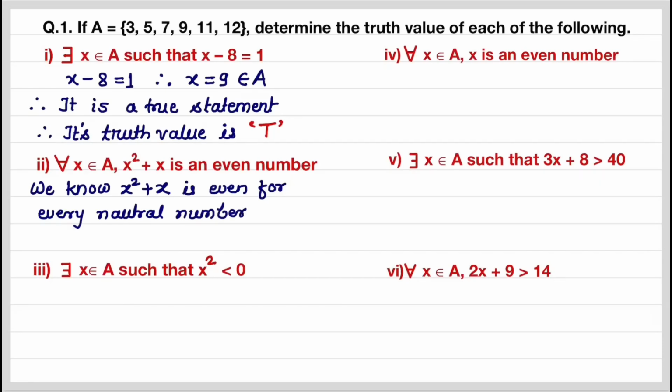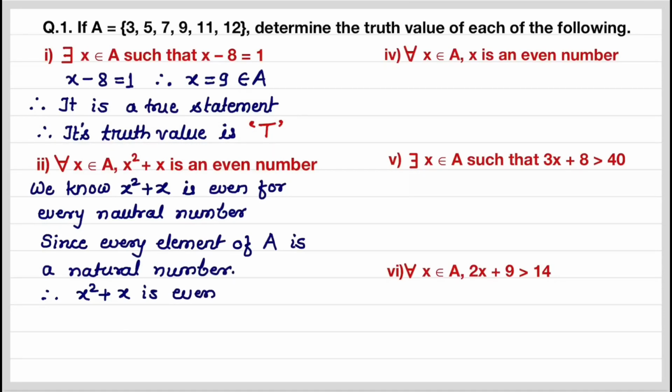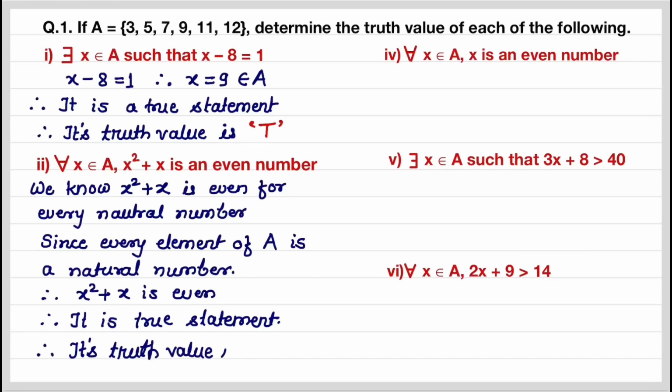That is, x square plus x is even for every natural number. And every element of set A is a natural number, therefore it is true for every element of set A. x square plus x is even for every element of set A, and hence it is a true statement. So its truth value is T, capital T, as it is a true statement. Now move to the next example.